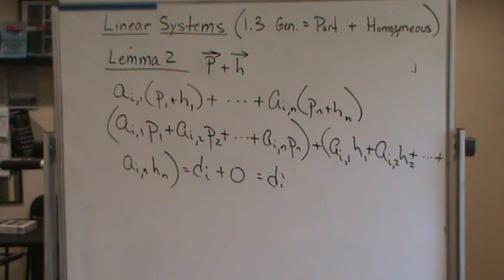And therefore, we just showed what we set out to prove, which is that for any linear system and for any particular solution P, the solution set equals the set of all of the sums of vector P plus vector H, such that H satisfies the associated homogeneous system.